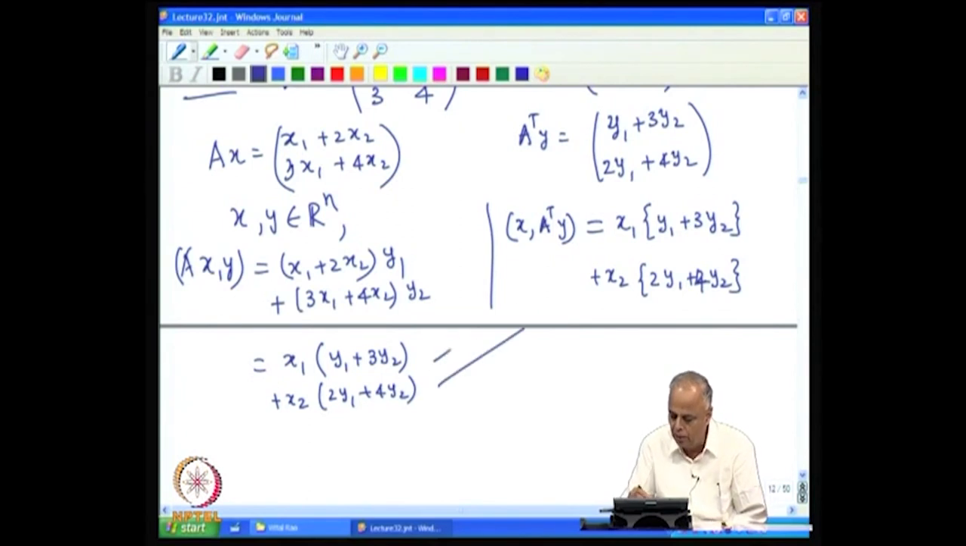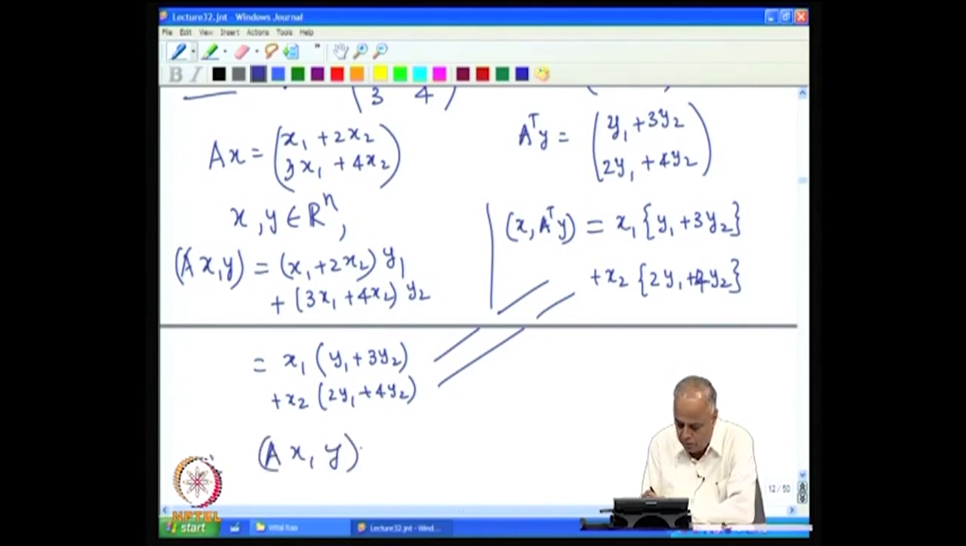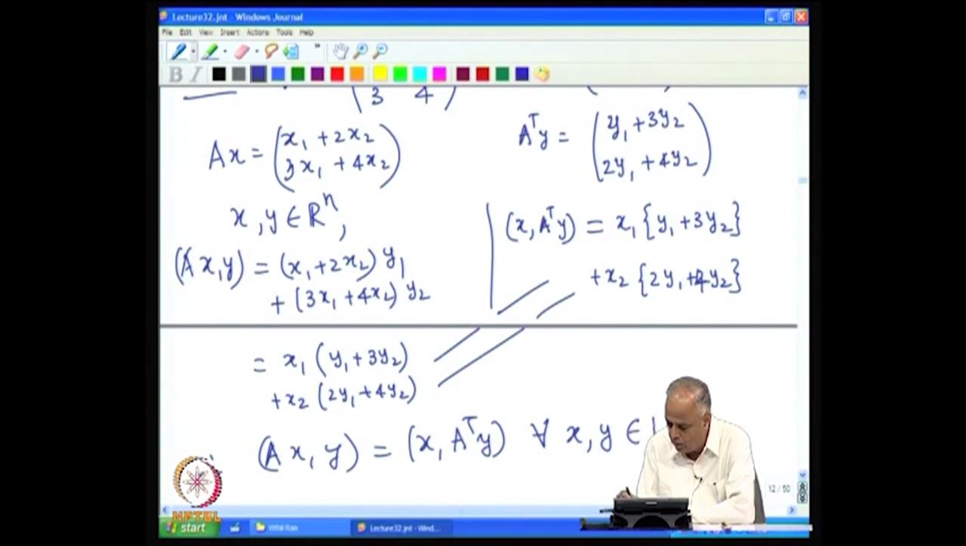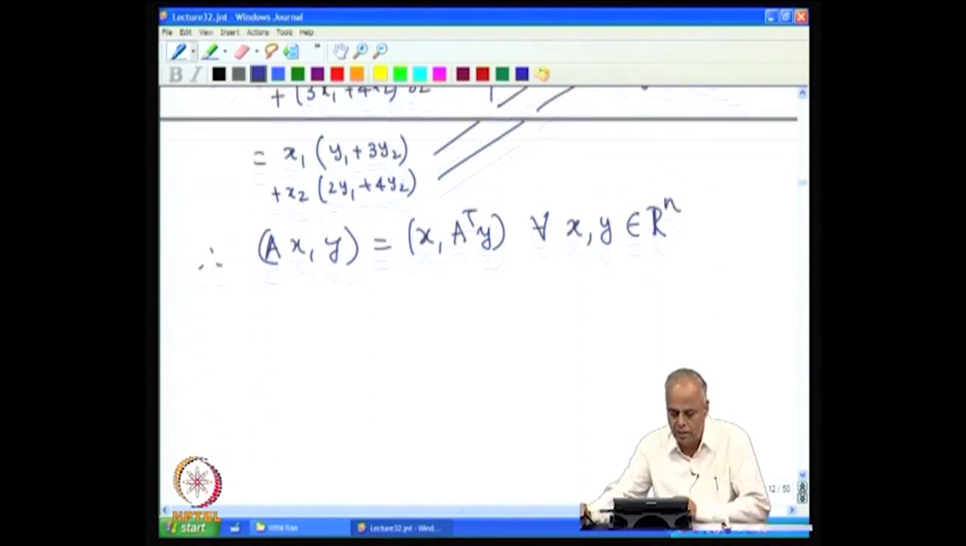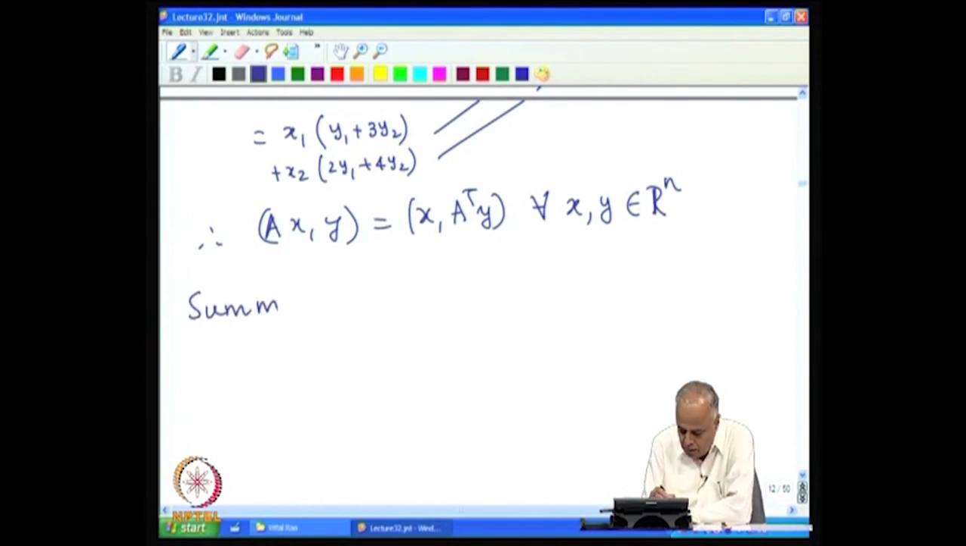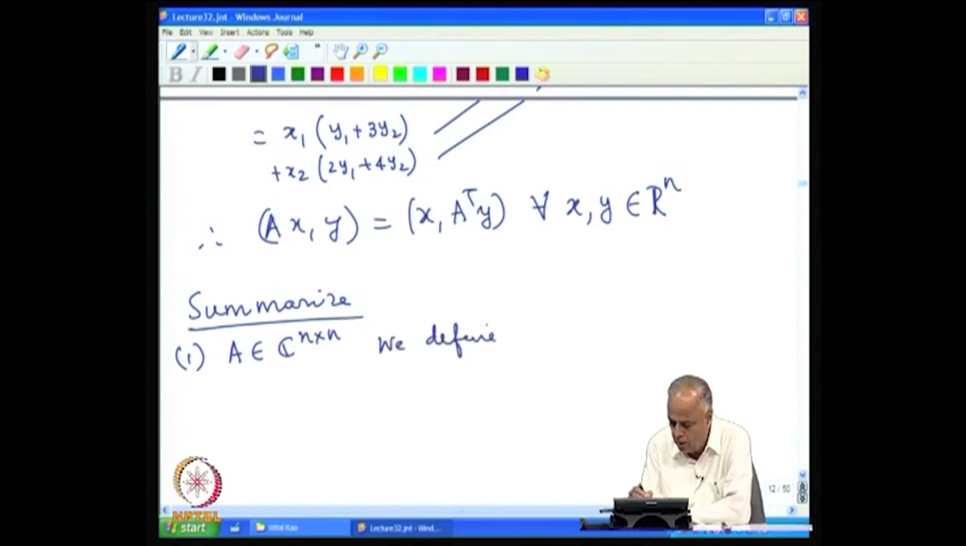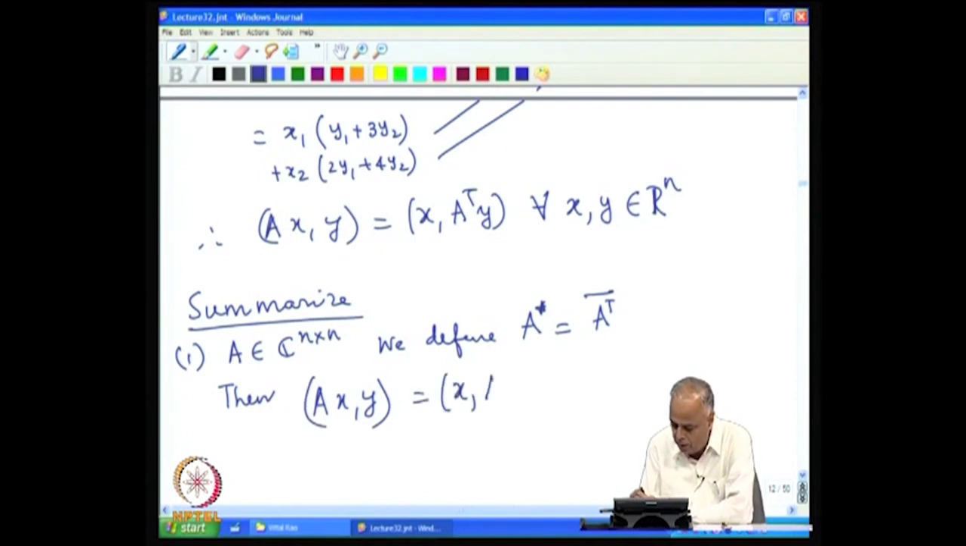You compare these two and we see that these two are equal, and therefore, Ax comma y is equal to x comma A transpose y for every x, y in R. So, let us again summarize with the examples. First, A belongs to C^(n×n). We define A star to be the transpose of the matrix and then conjugate, and then Ax comma y is equal to x comma A star y for every x, y in C^n.